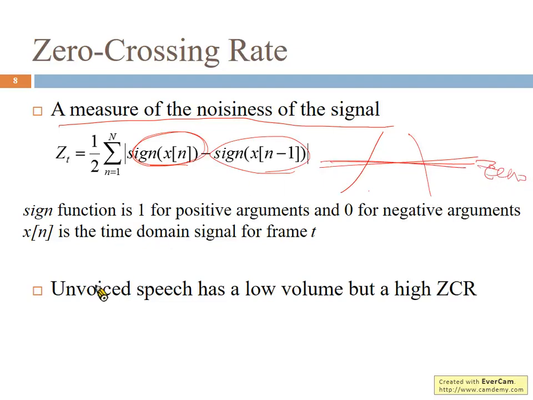This feature is used to discriminate voiced speech and unvoiced speech. Unvoiced speech has a low volume, a low value, but a high zero crossing rate. We have also talked about that before.